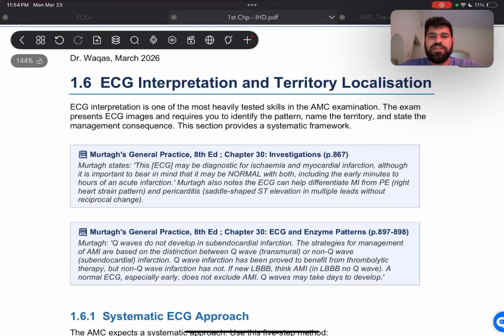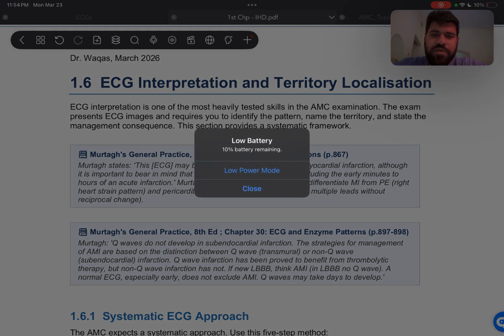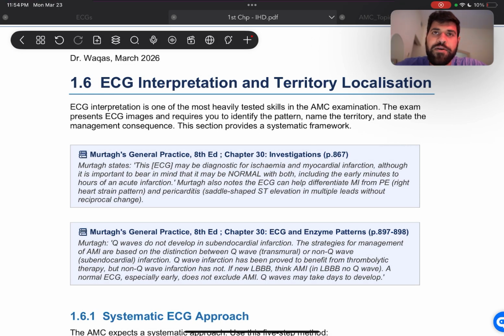Now moving on to the ECG interpretations and territory localization. If you've watched this video continuously, this is a good point to take a break, because from this point onwards we'll be going over the more complicated parts of this chapter. So it's better to just take a 2-minute, 3-minute break, come back to this video, and then resume from here. All right, so ECG interpretation and territory localization.